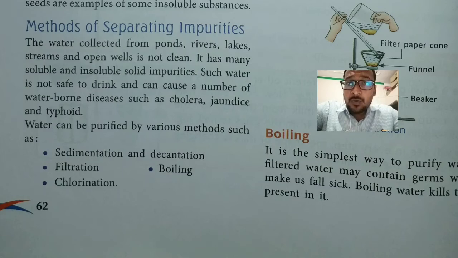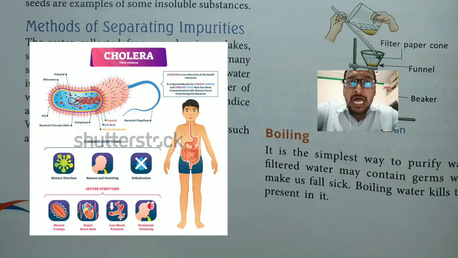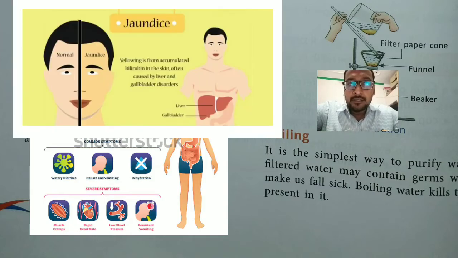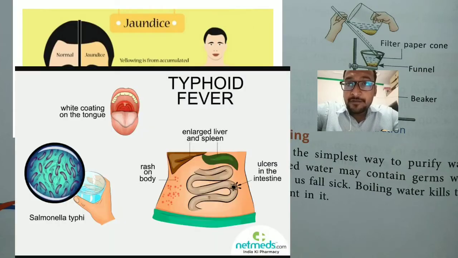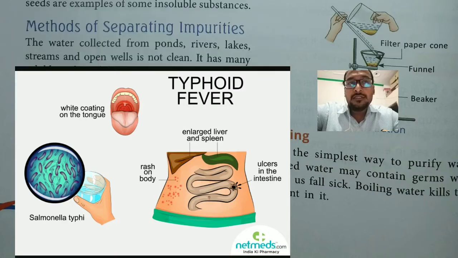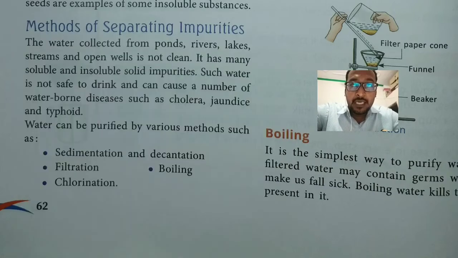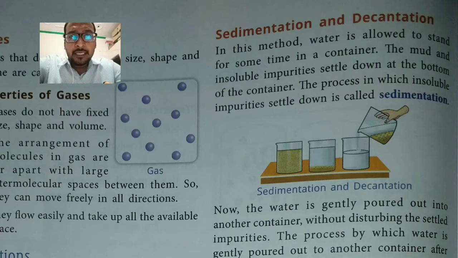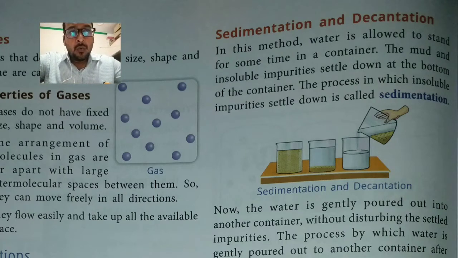So what are those waterborne diseases? Waterborne diseases are cholera, jaundice and typhoid. Cholera, jaundice and typhoid. Okay, now sedimentation and decantation. In this method, water is allowed to stand for some time in a container. The mud and the insoluble impurities settle down. This settling is called sedimentation.